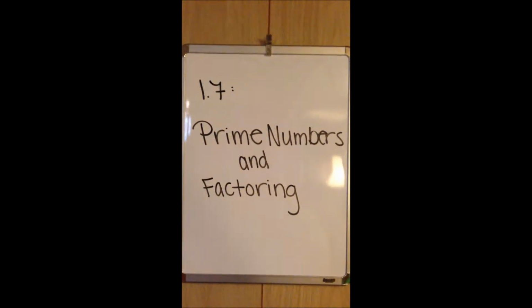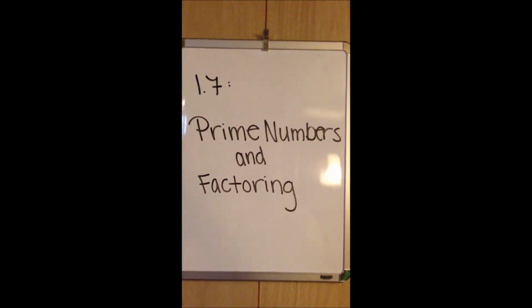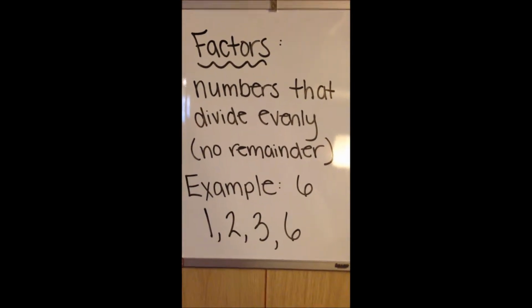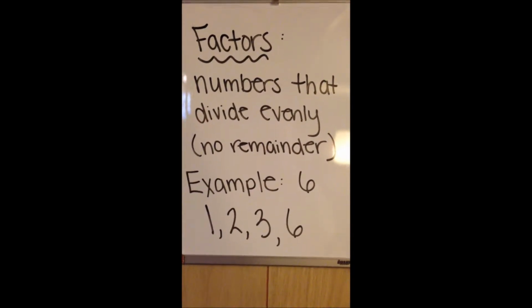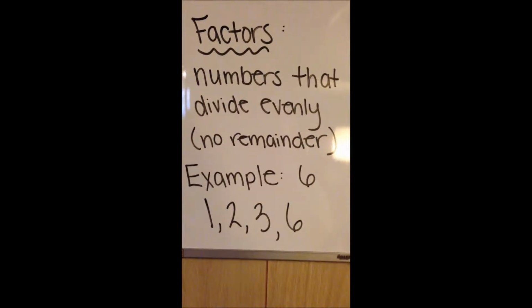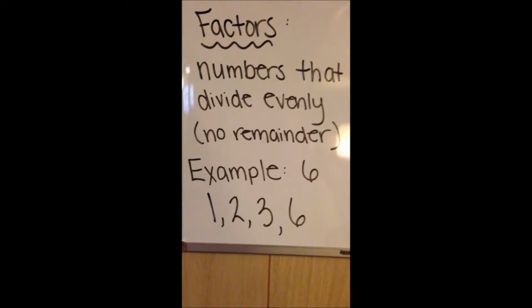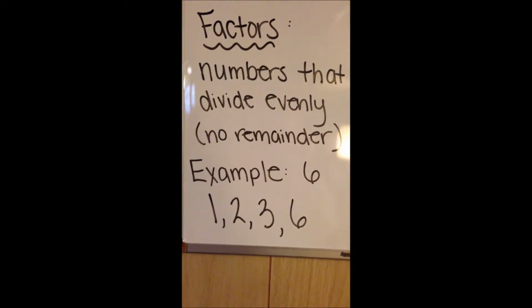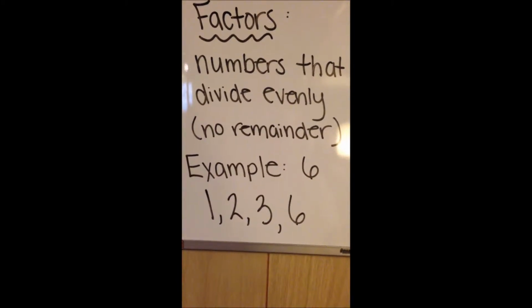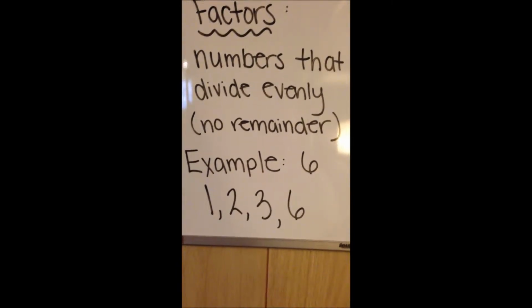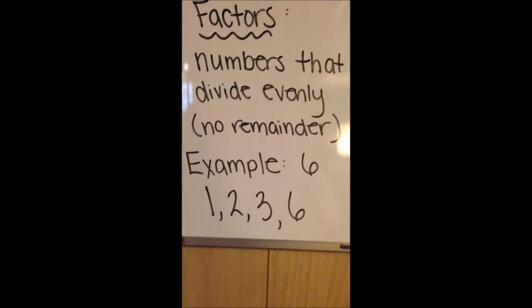Section 1.7, prime numbers and factoring. Just what are factors? Well, they're numbers that divide evenly into a given number, meaning that they have no remainder when divided. An example would be the number 6. The factors of 6 are 1, 2, 3, and 6, meaning that if you would divide each one of those into 6, you would have no remainder left over.